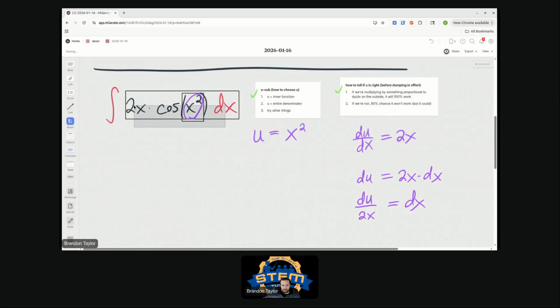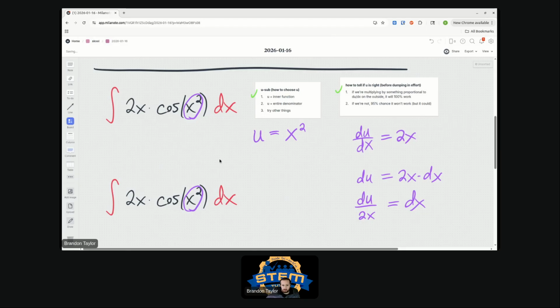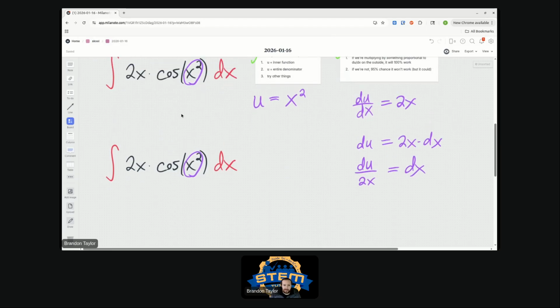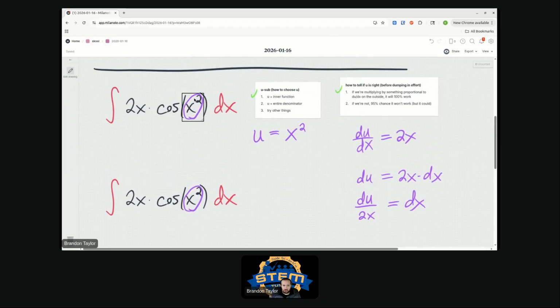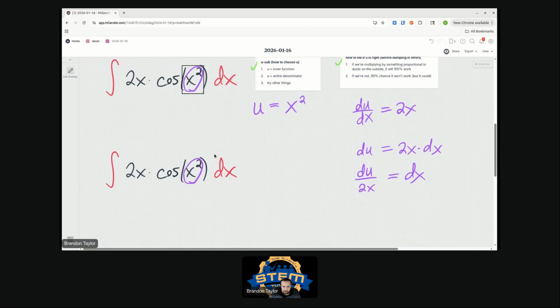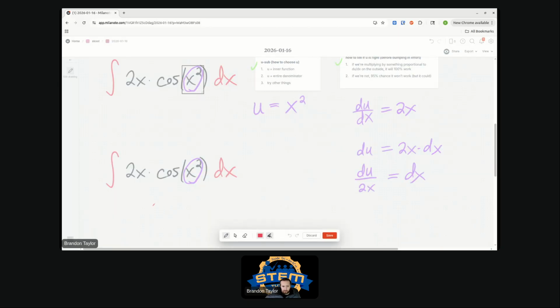Now, once we've set all that up, that's all of our setup. Now we can actually do the substitution. The thing you circled, and I do recommend circling u, this sounds like a tiny thing, but I think it makes things easier. Whatever you circled, you replace that with u. So leave the 2x there. Leave the 2x times cosine, and replace that with u. So cosine of u.